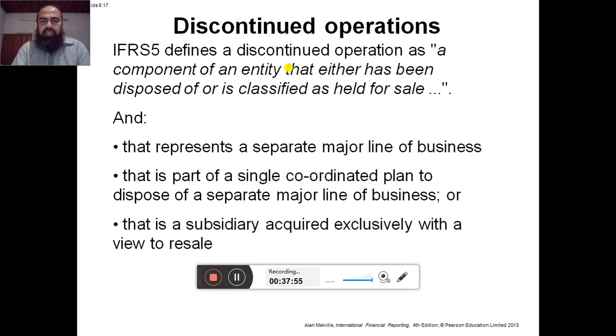जैसे कि मैंने थोड़ी देर पहले कहा कि ये कोई एक एसेट से बात आगे चली, डिस्पोजल ग्रुप पे आई और उससे आगे बात डिसकंटिन्यूड ऑपरेशंस पे आ गई, यानी कि ये एक ऐसा सेटअप होता है which is a major line of business, ये उस ऑर्गेनाइजेशन का एक हिस्सा होता है.